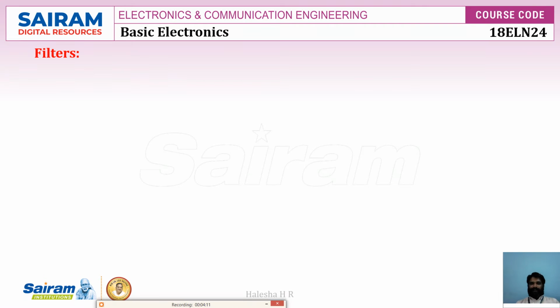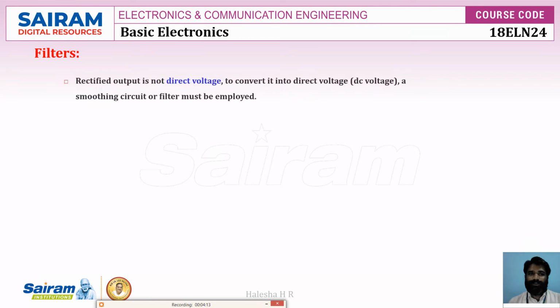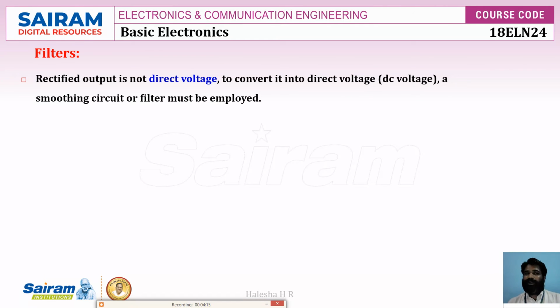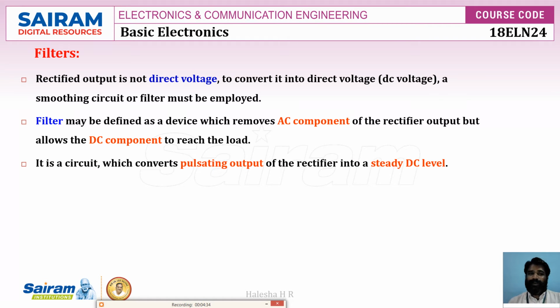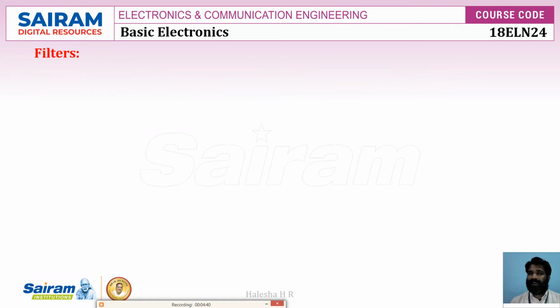Now we'll see filters. As you know, a rectified output is not a direct voltage. To convert it into direct voltage or DC voltage, a smoothing circuit or filter circuit must be employed. That means a filter is defined as a device which removes the AC component of the rectified output and allows the DC component to reach the load. It is a circuit which converts the pulsating output of the rectifier into a steady DC level.